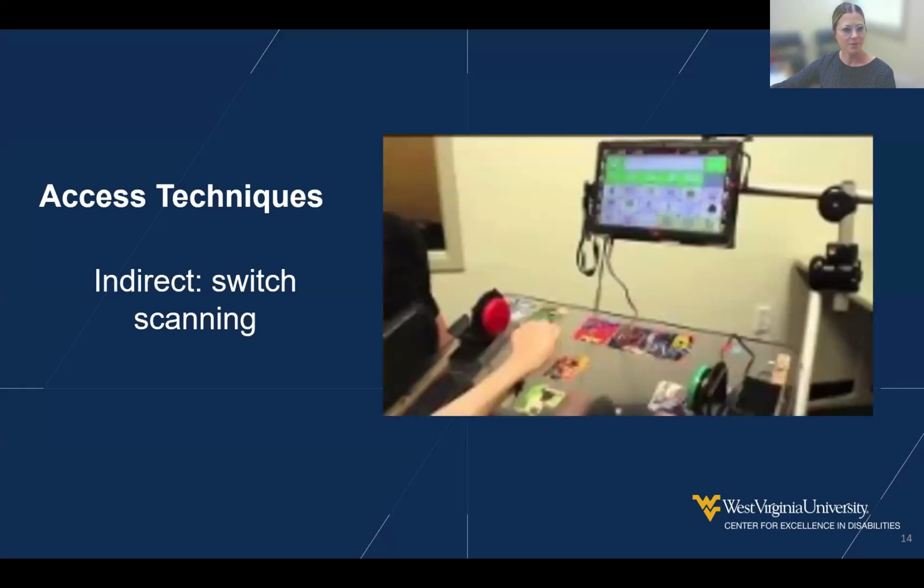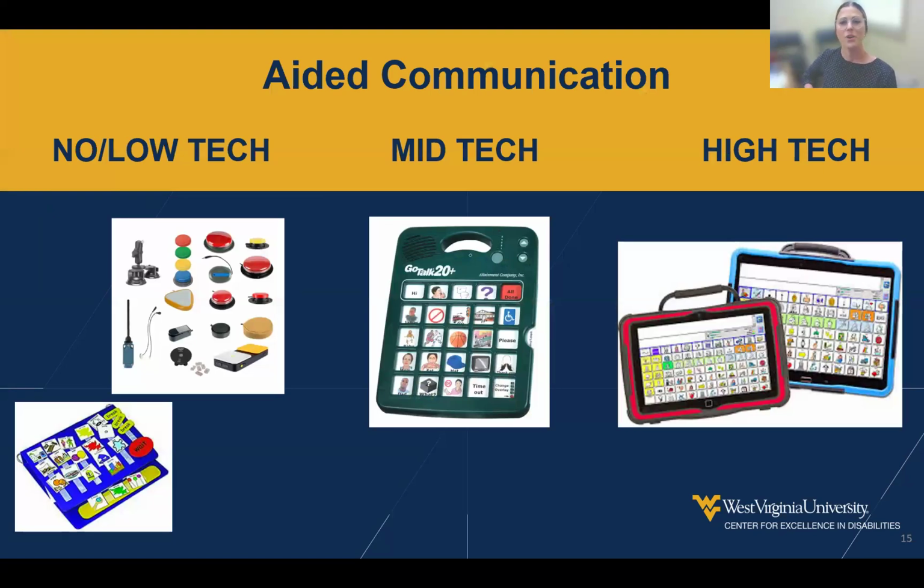Okay, so for aided communication, we've talked about this now. I think we've mentioned it 3 times. I told you we'd keep bringing it back up. These are the different examples that I was talking about earlier: no or low tech, mid tech, and high tech. So you'll see on the examples on your screen, the no tech options over here are the ones that have no technology or low technology.